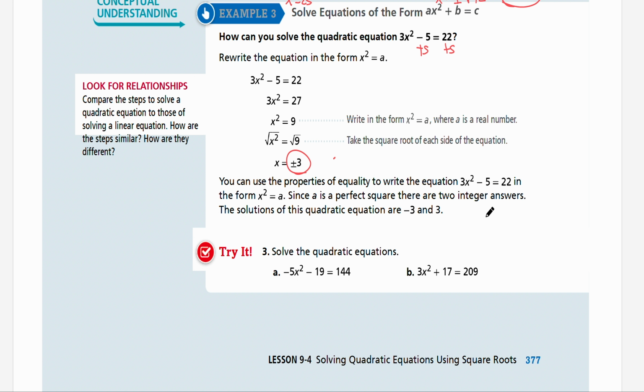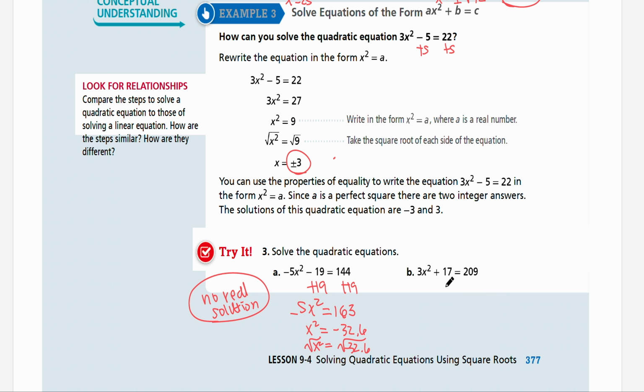Okay, are you ready? Let's look at part A. So you're going to add 19 on both sides first, right? And then you have negative 5x squared equals 163. And then you divide 163 by negative 5, and you'll get negative 32.6. Yeah. And if you square root both sides, you have a negative radicand. So this is no real solution.